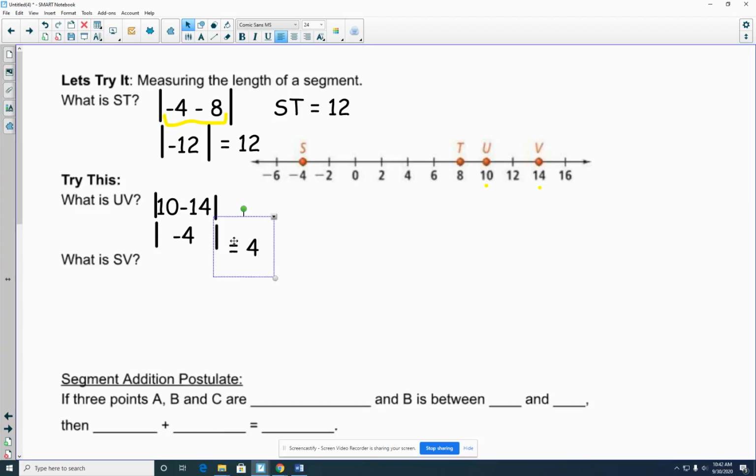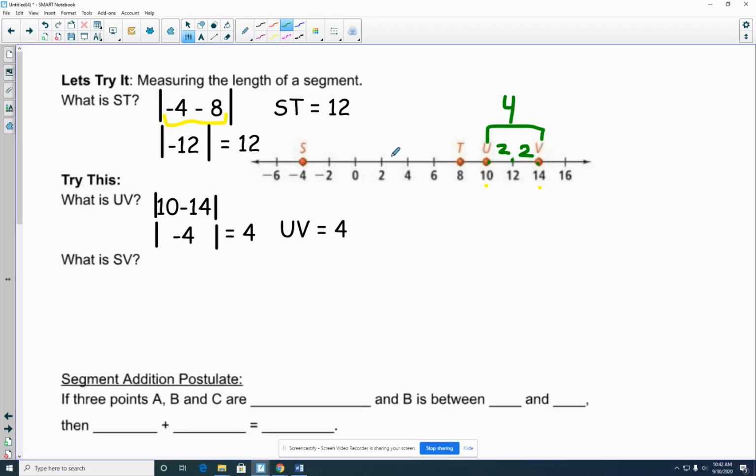Now, here's a little trick. I'm going to let UV equal 4. Think about this. I have to go from U to V. So I start at 10, and I go from 10 to 12, and then 12 to 14. So think about it. What's the difference between 10 and 12? How do I get from 10 to 12? Let's just say I would add 2, right? And then I go from 12 to 14. Well, how many do I add? I add another 2. So if I add 2 plus 2, that's a difference of 4, which is the same thing I got here.